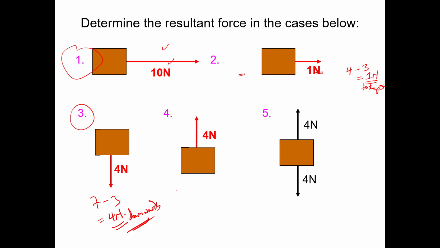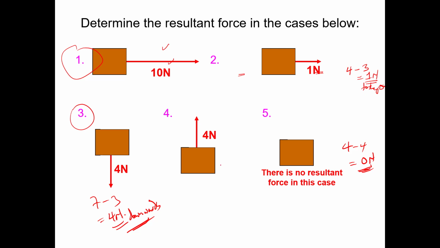And lastly, number 5. These ones have forces pointing in opposite directions, but these forces are equal in magnitude. So when you get 4 minus 4, you get your answer as 0. In other words, these ones are balanced. The sum of forces in one direction is equal to the sum of forces in the opposite direction. So for 4 and 4, we shall get the resultant as 0 force, 0 newtons.